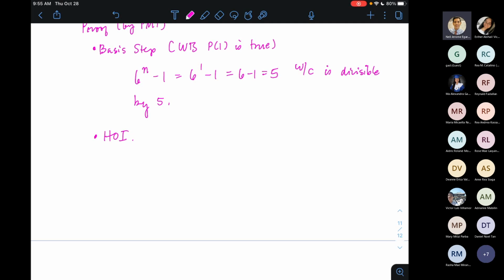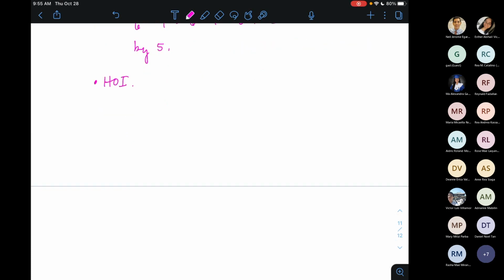Ano dapat yung HOI? Talagang ayaw niya sumagot pag obvious, ano? Sige, Daniel, kahit nakasagot ka na.